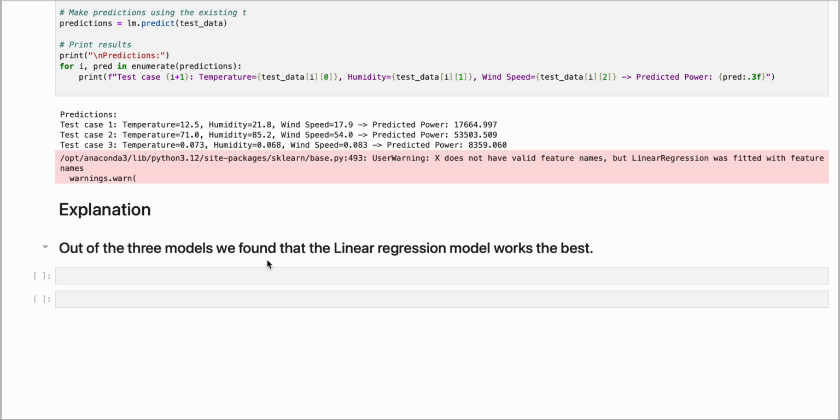So overall, for our explanation, out of the 3 models, we found that the linear regression model works the best. It had the highest accuracy number for temperature. Overall, like we said, for correlation, our temperature is highest. It helps us visualize our power consumption.